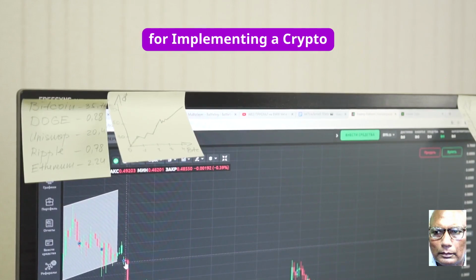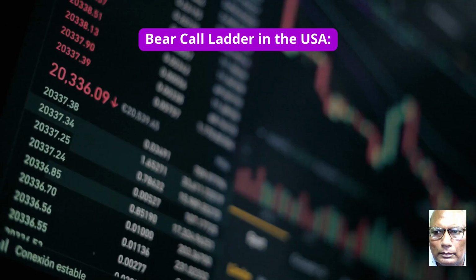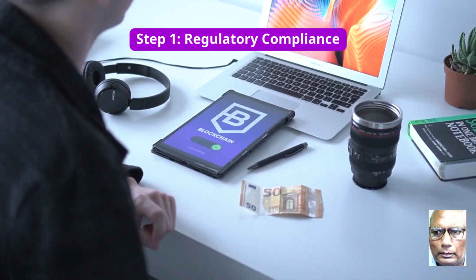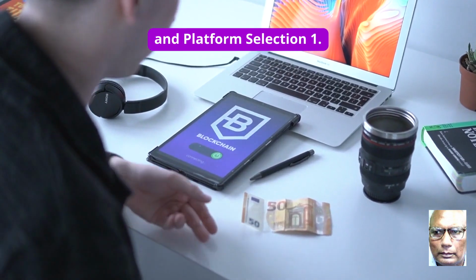Step-by-step process for implementing a crypto bear call ladder in the USA. How to get minimum profit. Step 1. Regulatory compliance and platform selection.